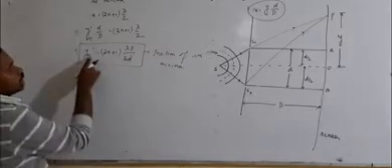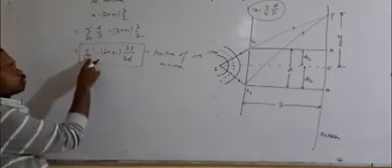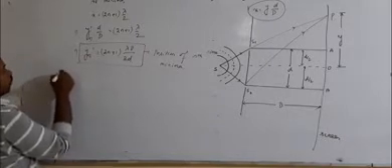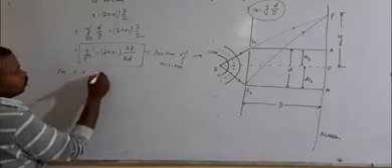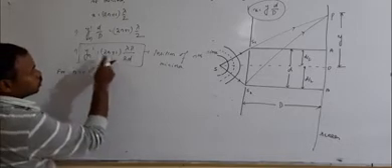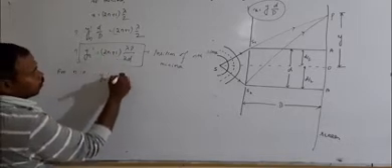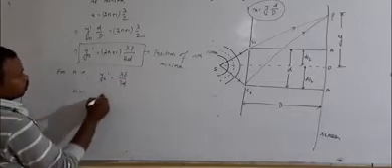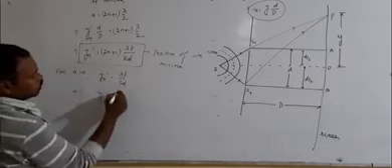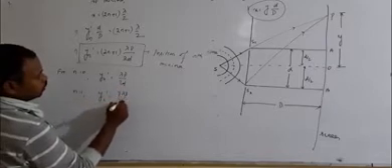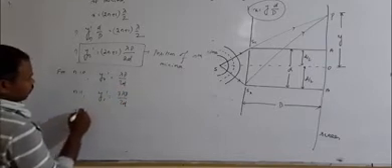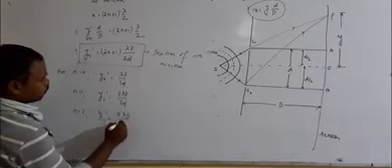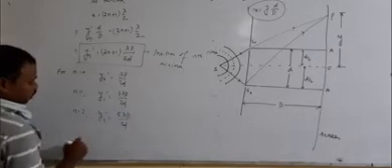Now n is having different values, you can put n equal to 0, 1, 2, 3, 4 like this. If you put n is equal to 0, y0 dash equal to how much? Put a 0, it will be lambda D by 2d. For n is equal to 1, y1 dash equal to 3 lambda D by 2d. n is equal to 2, y2 dash equal to 5 lambda D by 2d. Like this it will continue.